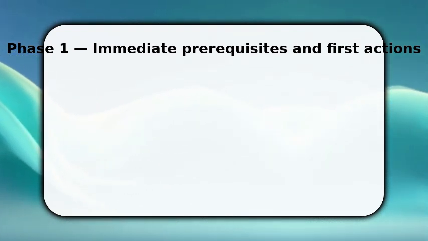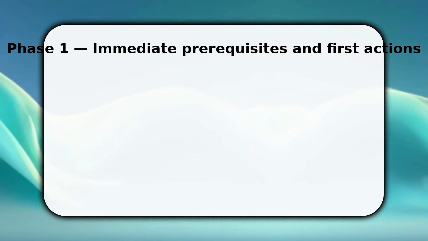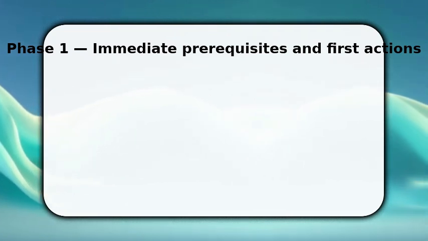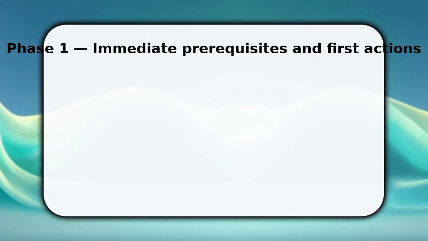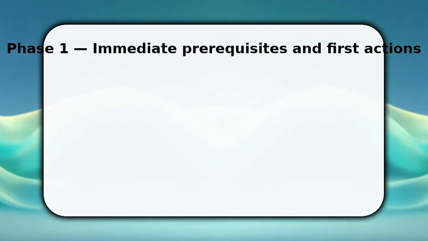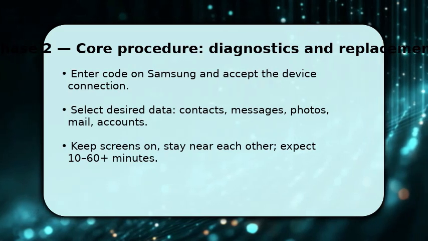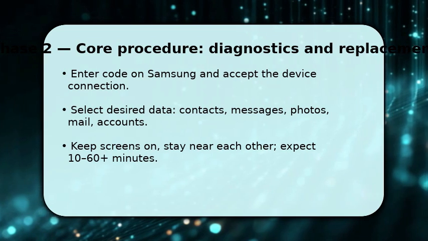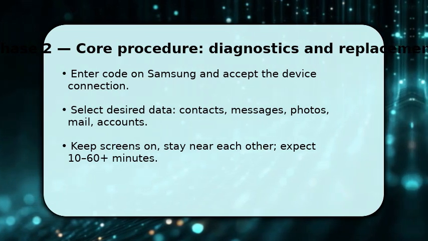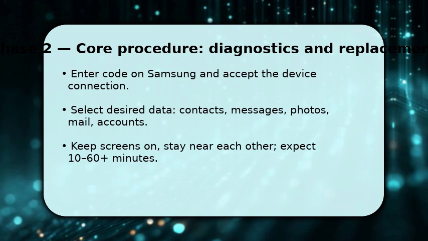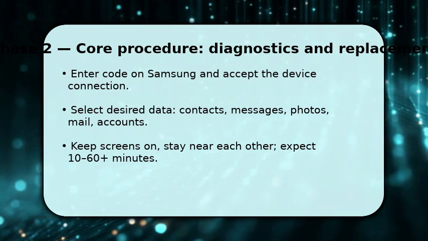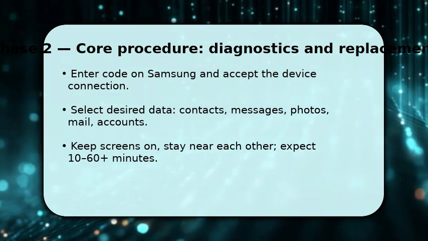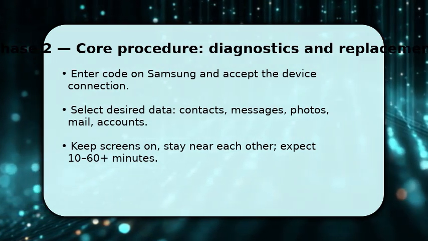You do this because the code creates a direct, private connection and ensures your contacts, messages, photos, and accounts transfer securely. You will enter the temporary code on the Samsung and allow the devices to pair. This establishes a local Wi-Fi link that bypasses the internet for speed and privacy. Once paired, choose exactly what to move: messages, contacts, camera roll, mail accounts, and calendars. You can leave large apps for later.